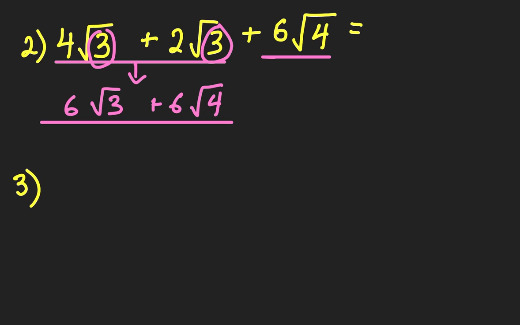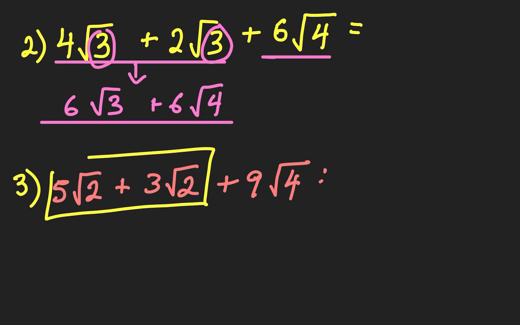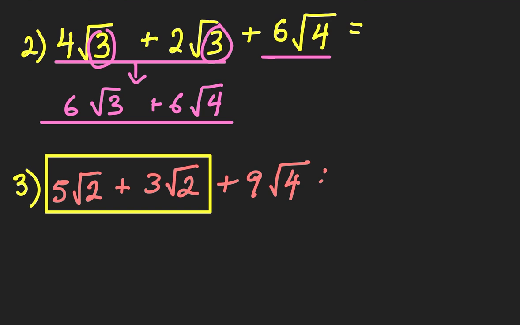Let's say 5 root 2 plus 3 root 2 plus 9 root 1. Maybe you write 9 root 4. Yeah, makes it better. Alright, so now, same thing we do. We find the common terms, the terms that have the same root value. So let's start the procedure.